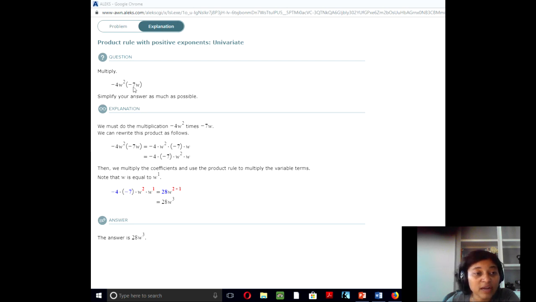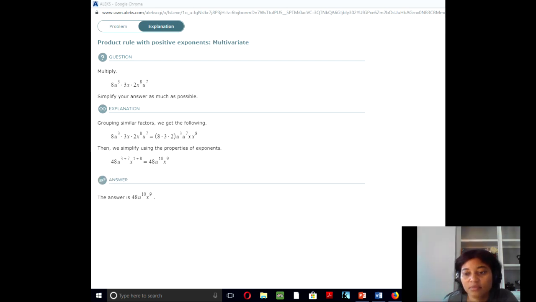And then with the two w's, the only thing you do is add the exponents. So you have a w with an exponent of 2 and a w with the understanding that that's a 1. So you just simply add them together and you get a 3. So the answer is 28w with an exponent of 3. Let's move to the next problem.